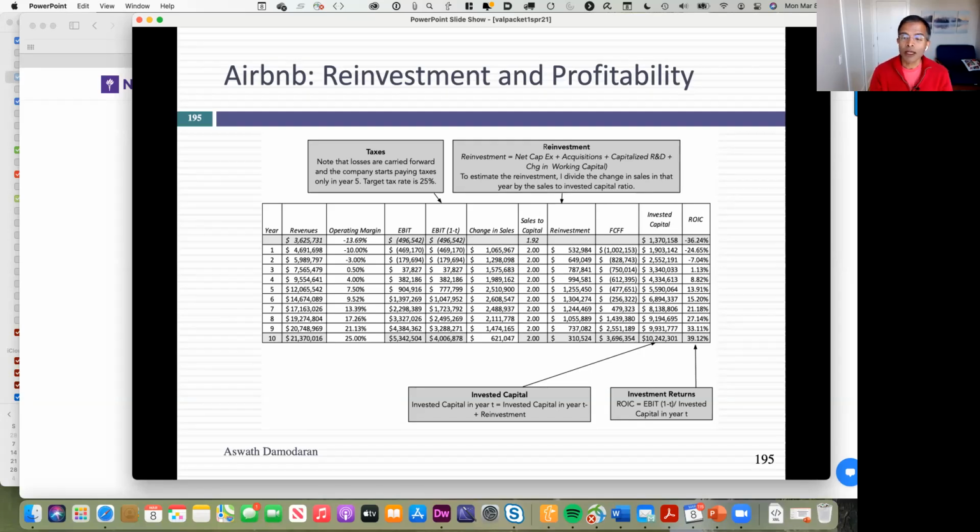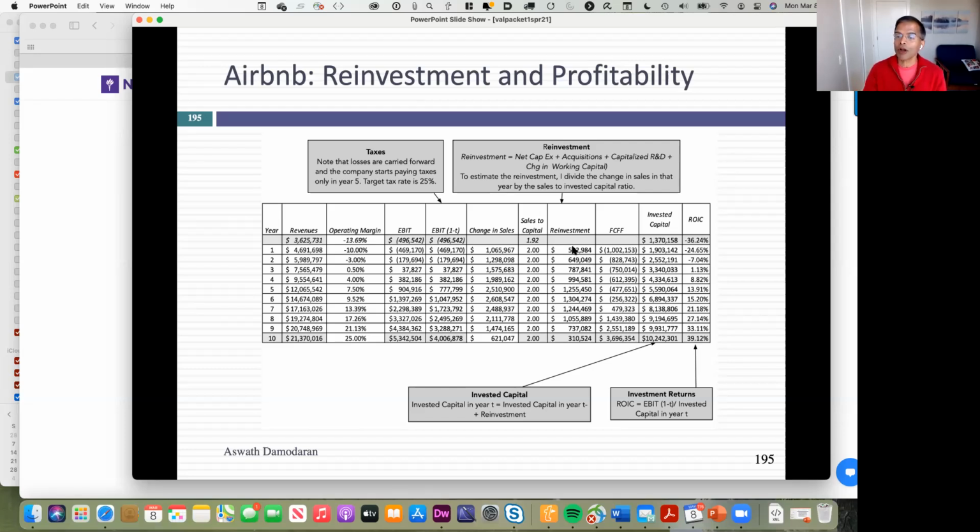And I'm going to make an assumption, based on what I see at Booking.com and Airbnb's own history, that for every dollar of capital they invest, they're going to get $2 of revenues. So if you look at the table, you think, how am I going to use that to get reinvestment? Take year one. I go from 3.6 billion to 4.7 billion. That's a change in revenues of about 1.07 billion. So I want my revenues to go up 1.07 billion. If I get $2 of revenues for every dollar of capital invested, you divide the change by 2, and you get the reinvestment in year one.